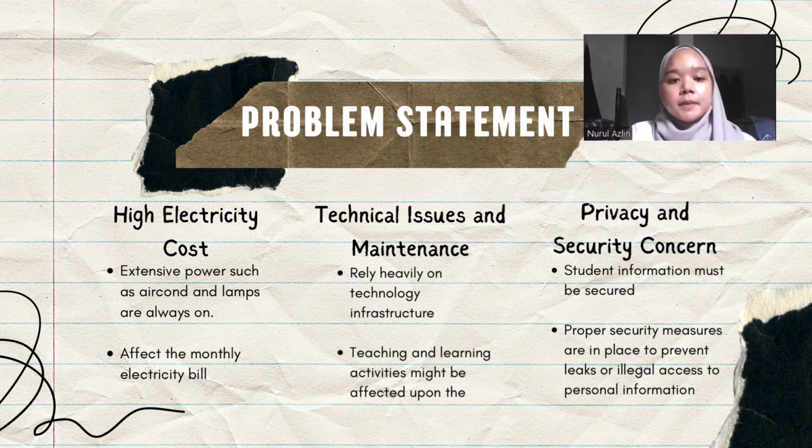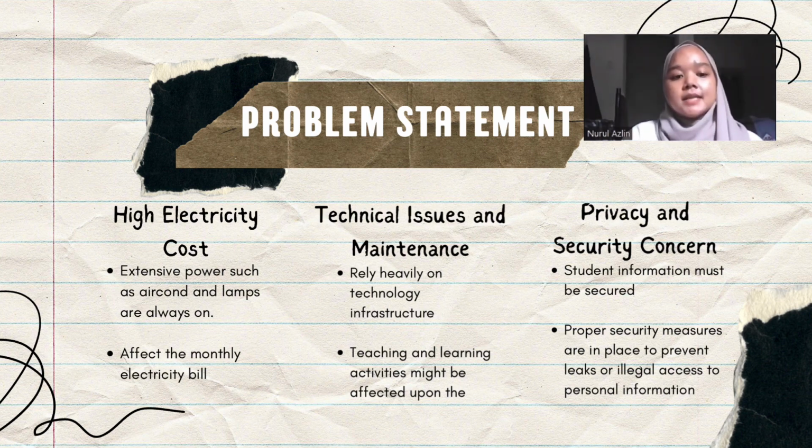Next, for the problem statement, the first one is high electricity cost. As we know, extensive power such as aircon and lamps are always on in every classroom, even though there are no people using those rooms. Therefore, this will affect the monthly electricity bill of UTHM.